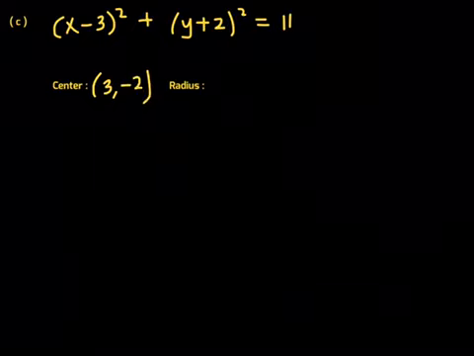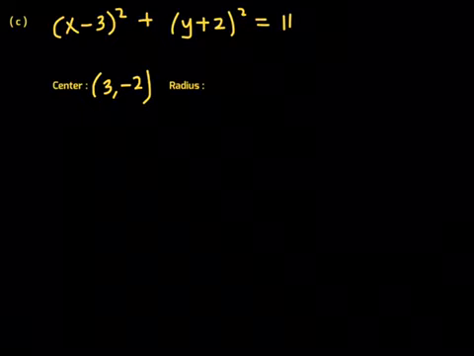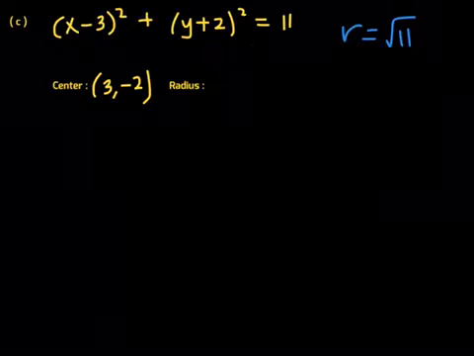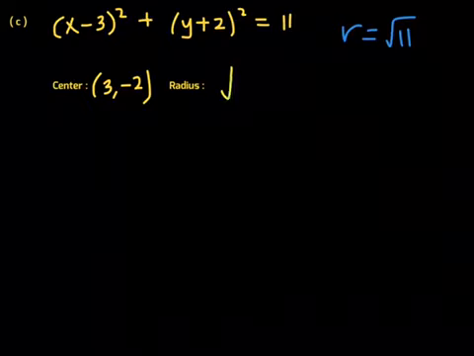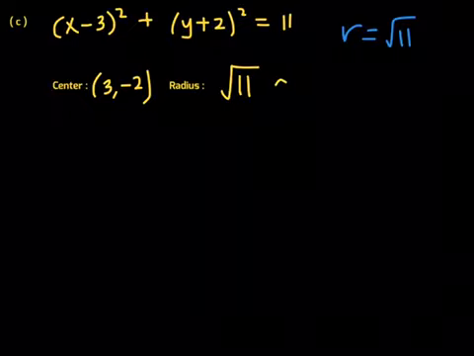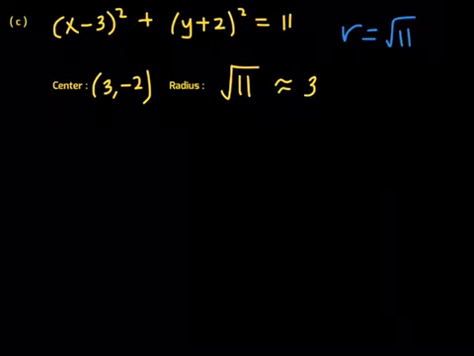Now, the radius is going to be the square root of this number that we see on the end, the principal square root. All right, so we know the radius is going to be equal to the principal square root of 11. And it might be helpful to know that this is approximately equal to 3.32. You can punch that into your calculator to confirm.